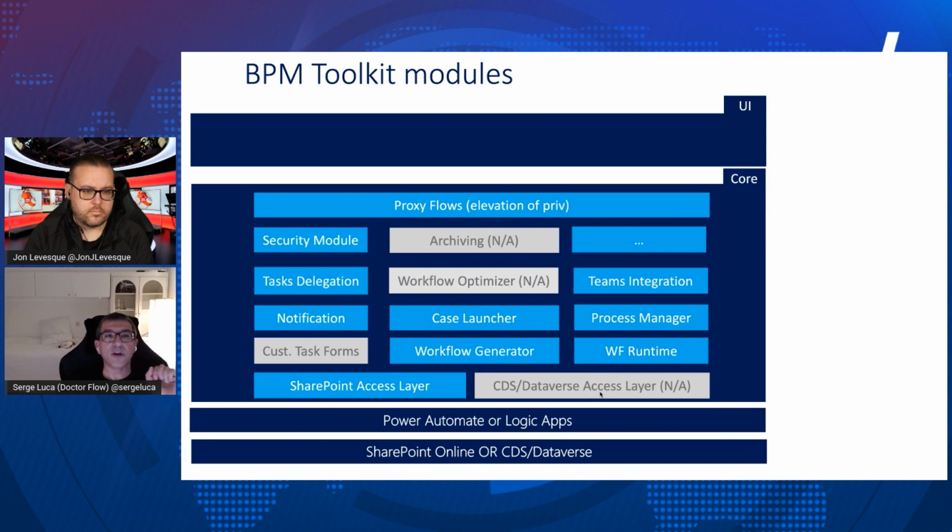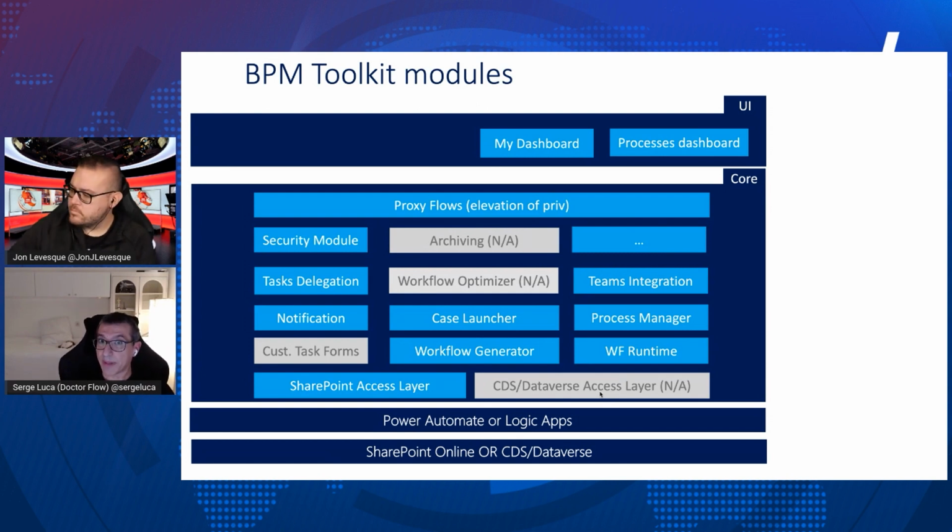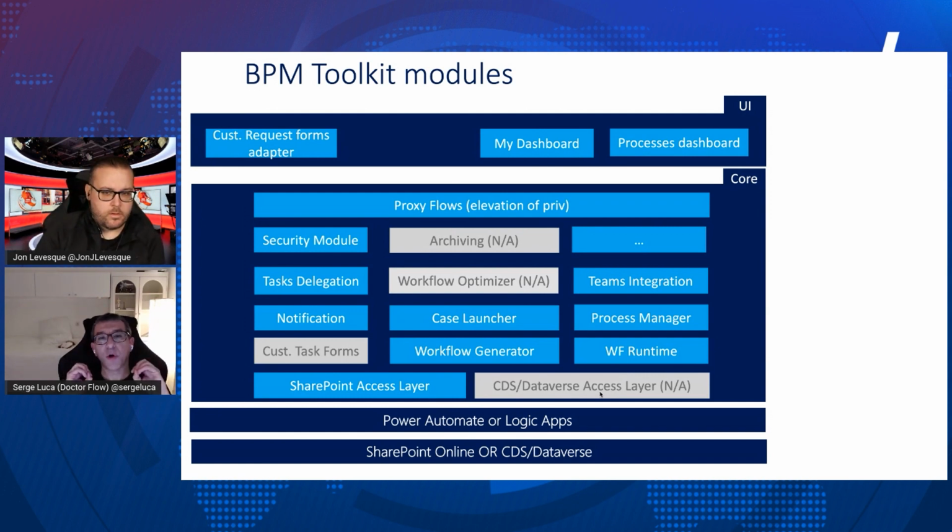On top of that, we have the UI layer, which is the UI component that you saw in the previous video, like the process dashboard with all the business processes running, and My Dashboard, the place where you can follow the requests that you submit, where you can also approve tasks if you are a manager, for instance, and where you can delegate your task. We have what we call a custom request form adapter. If you want to create your own custom request with your own Power Apps application, you need to use an adapter to communicate with the BPM toolkit. That's the only thing you need to do.